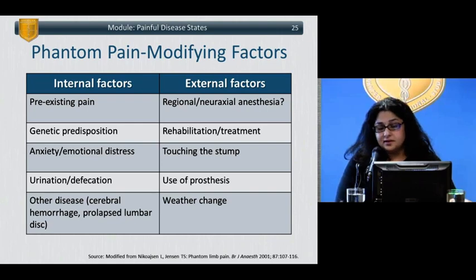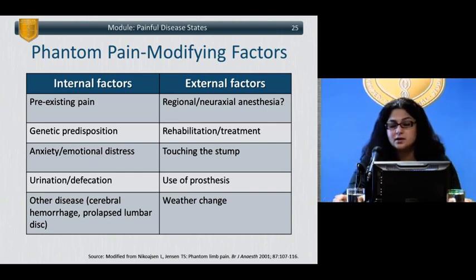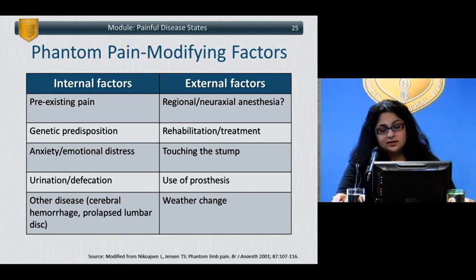There are certain factors that can influence the presentation or the development of phantom pain. There are certain internal factors that are related to the patient and external factors that might be related to the perioperative time frame when the amputation occurs. But with chronic pain syndromes in general, patients that have pre-existing pain are more prone to developing chronic pain and phantom limb, as well as patients that have high anxiety prior to the surgery or catastrophize about the surgery. There's literature that shows that they have a higher incidence of developing phantom limb pain, certain genetic predispositions as well.